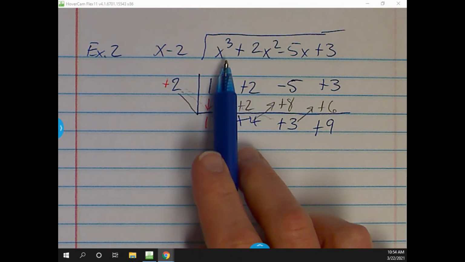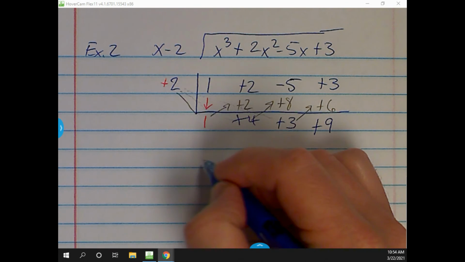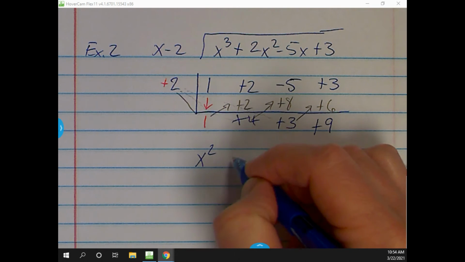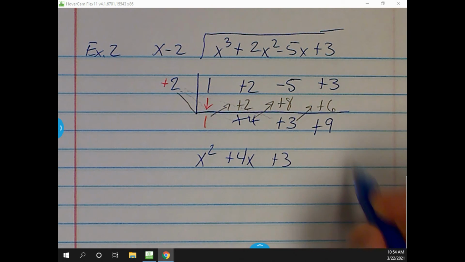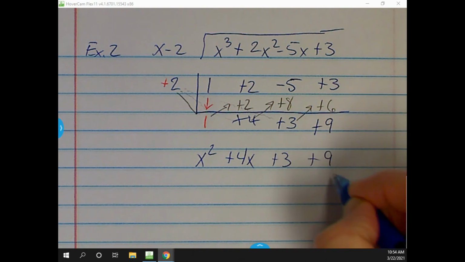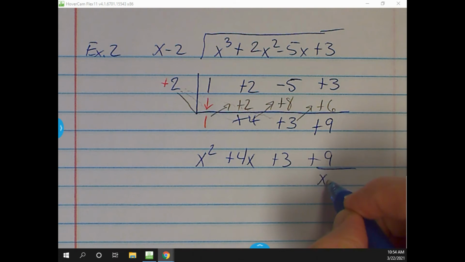Okay. And again, since this one started off with x to the third, for synthetic division you always knock this down 1 power of x, so that'll make that x squared. And from there, it just goes in descending order. This will be x squared. This will be x to the first. This will be x. And that last number, again, is always your remainder. So they should write that as plus 9, and that's over x minus 2.